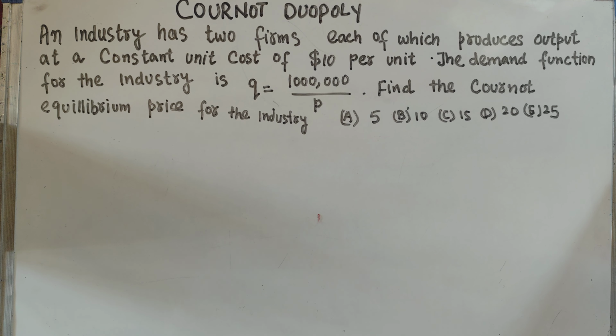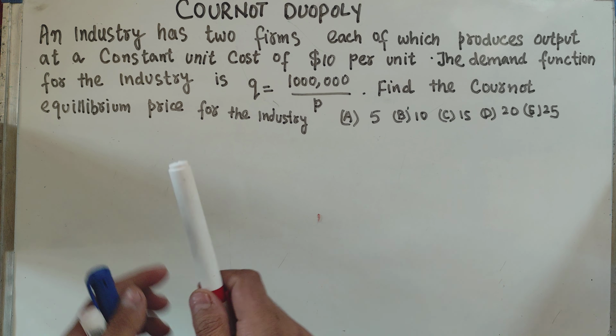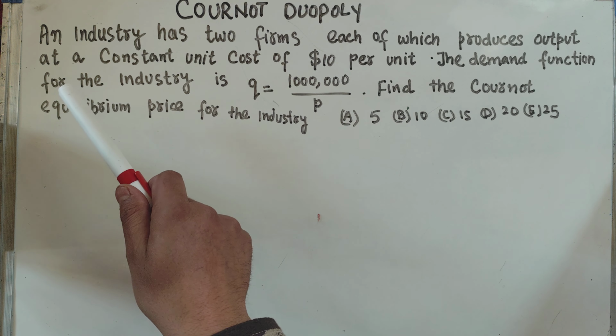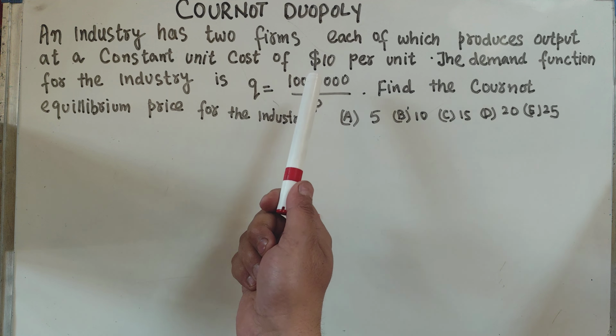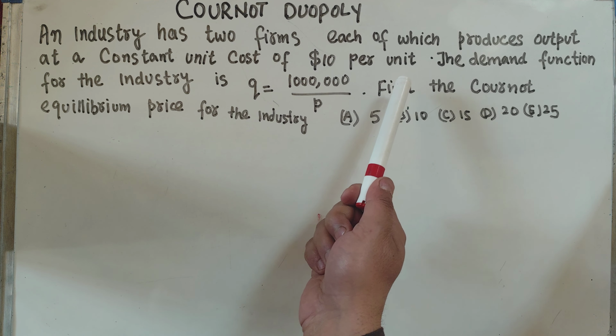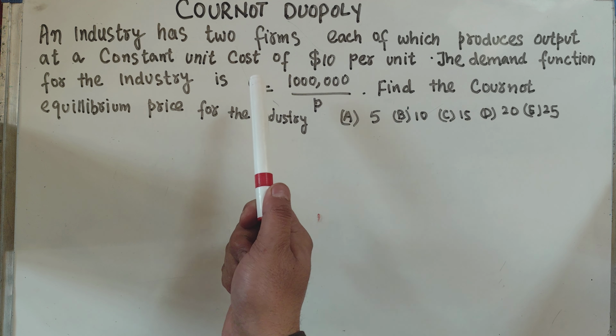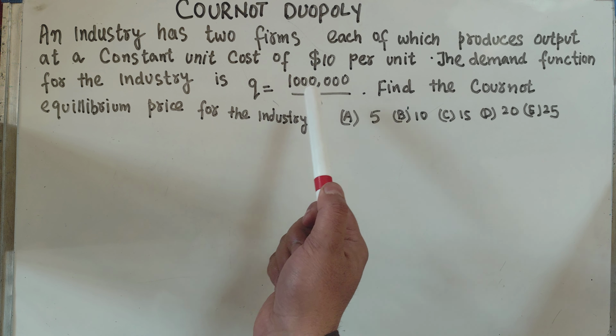In this video, we will solve a problem on the Cournot duopoly model. The question is, an industry has two firms, each of which produces output at a constant unit cost of $10 per unit.